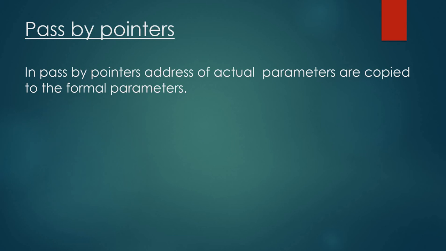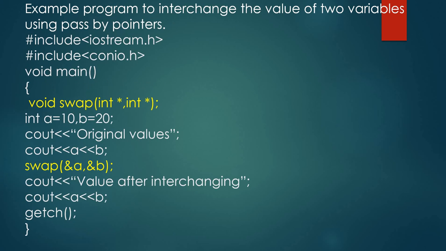Next, we can consider pass-by pointers. Here we are discussing the relationship between pointers and functions. That is, here we are using pointers as arguments in the function. In pass-by pointers, the addresses of the actual parameters are copied to the formal parameters. Example program to interchange the values of two variables using pass-by pointers.